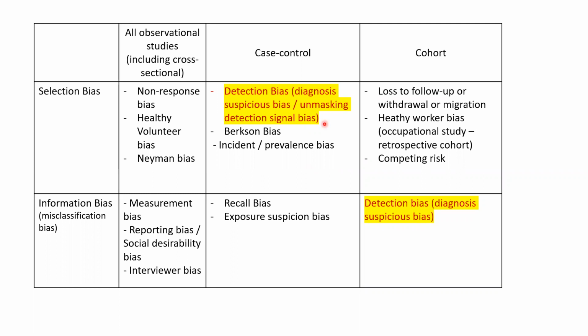So now let's move to the detection bias as a selection bias in case control studies. And then I will just quickly link how the detection bias will be an information bias in a cohort study.